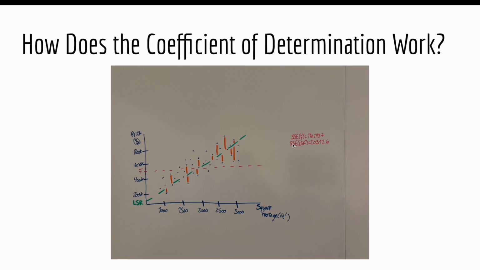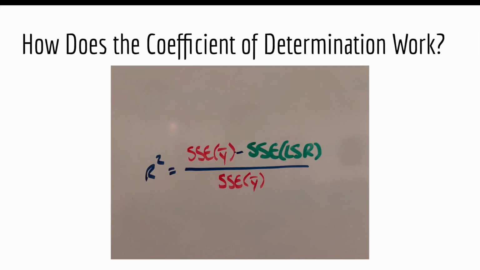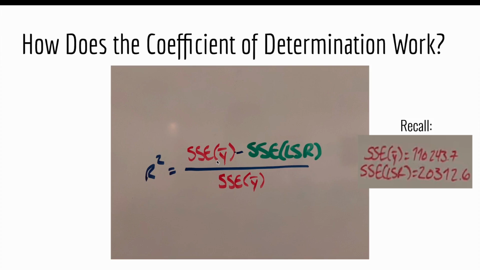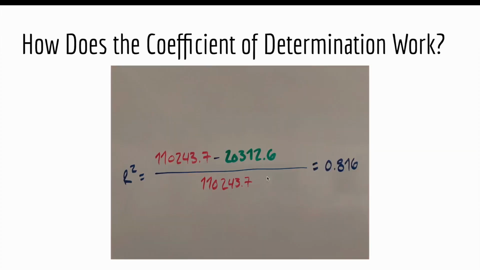Next, we're going to look at our equation for R square. So we're going to take our sum of squared residuals for Y bar, that's 110,243.7, and we're going to subtract from that the sum of squared residuals for our least squares regression line, and that's going to be 20,312.6. Finally, we're going to divide the difference that we find by the sum of squared residuals for Y bar. If we plug those numbers into this equation, we get an R square, or coefficient of determination, of 0.816. So now we're going to figure out what that means.